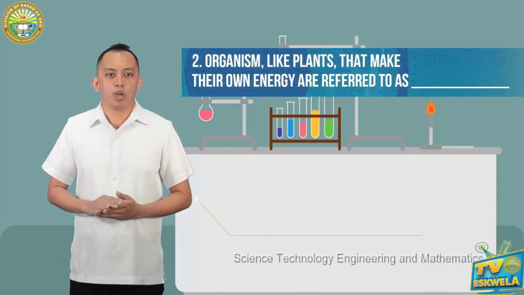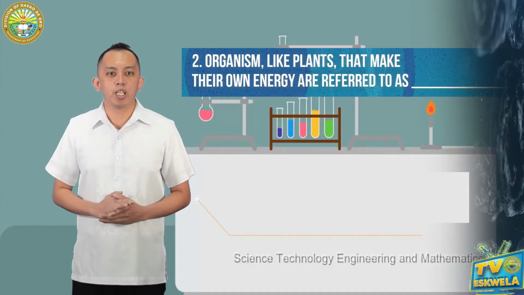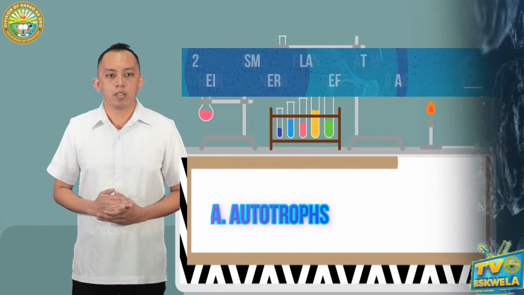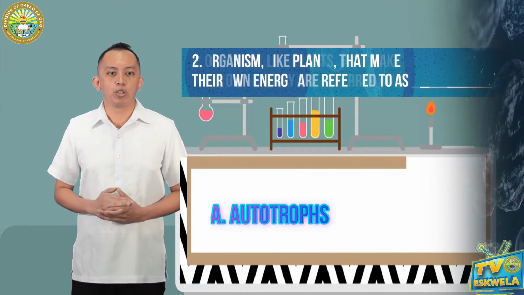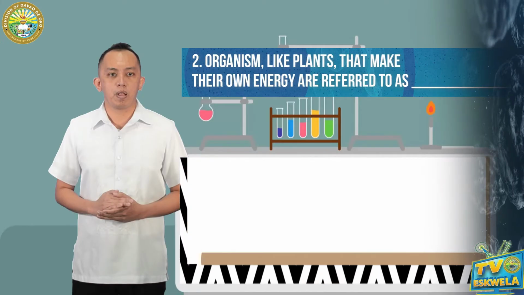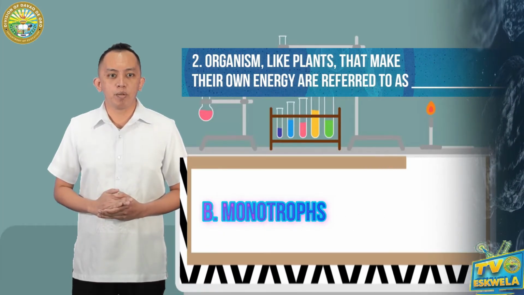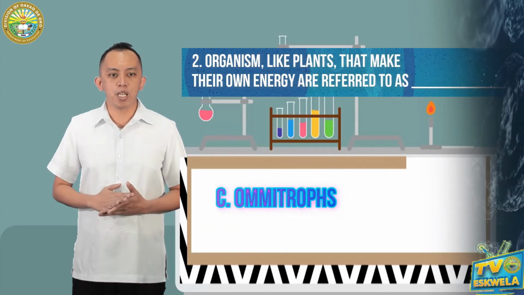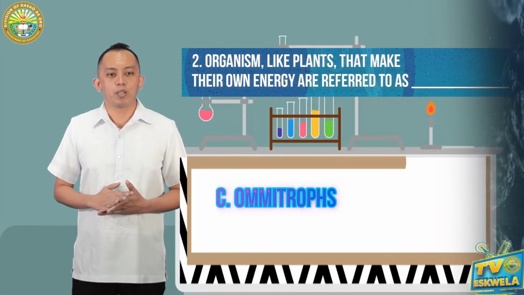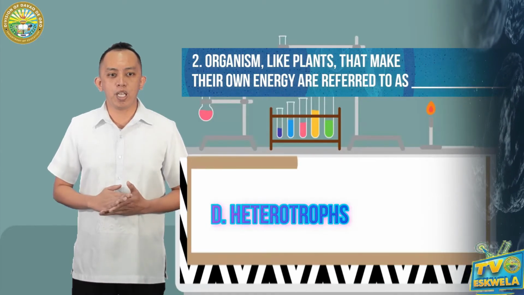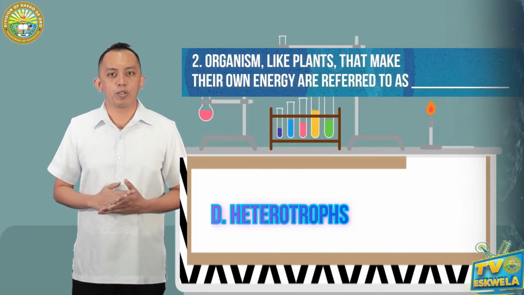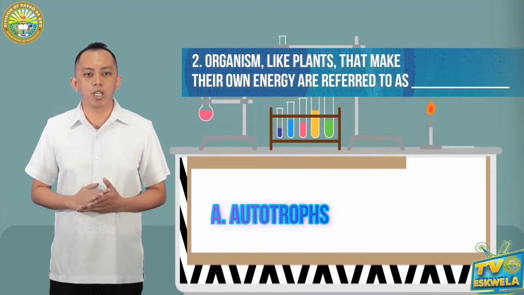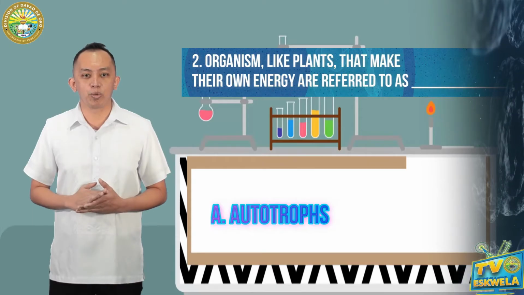Question number 2. Organisms, like plants, that make their own energy are referred to as letter A, autotrophs. Letter B, monotrophs. Letter C, homotrophs. Letter D, heterotrophs. Time's up. The correct answer is letter A, autotrophs.